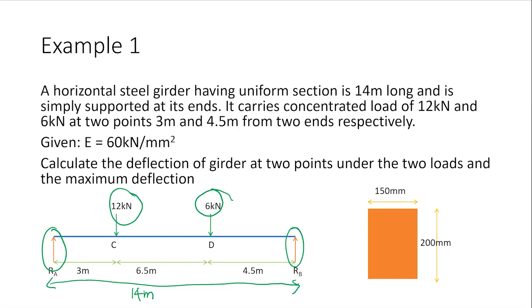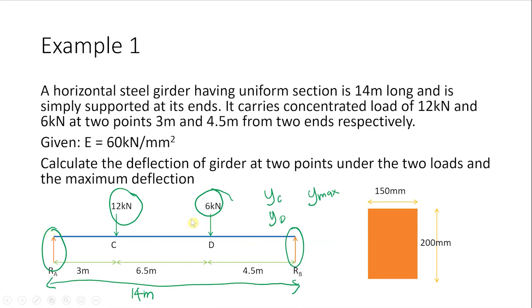Given E, modulus of elasticity is 60 kN per millimeter square. Calculate the deflection of girder at 2 points under the 2 loads and the maximum deflection. Meaning, the question asks you to find Y dekat mana point C sebab dia minta dekat loads 2 point under the loads. And point D ni pun ada load. So, dia minta YD. And the other one, dia minta Y maximum. So, you ada 3 benda yang you kena cari.